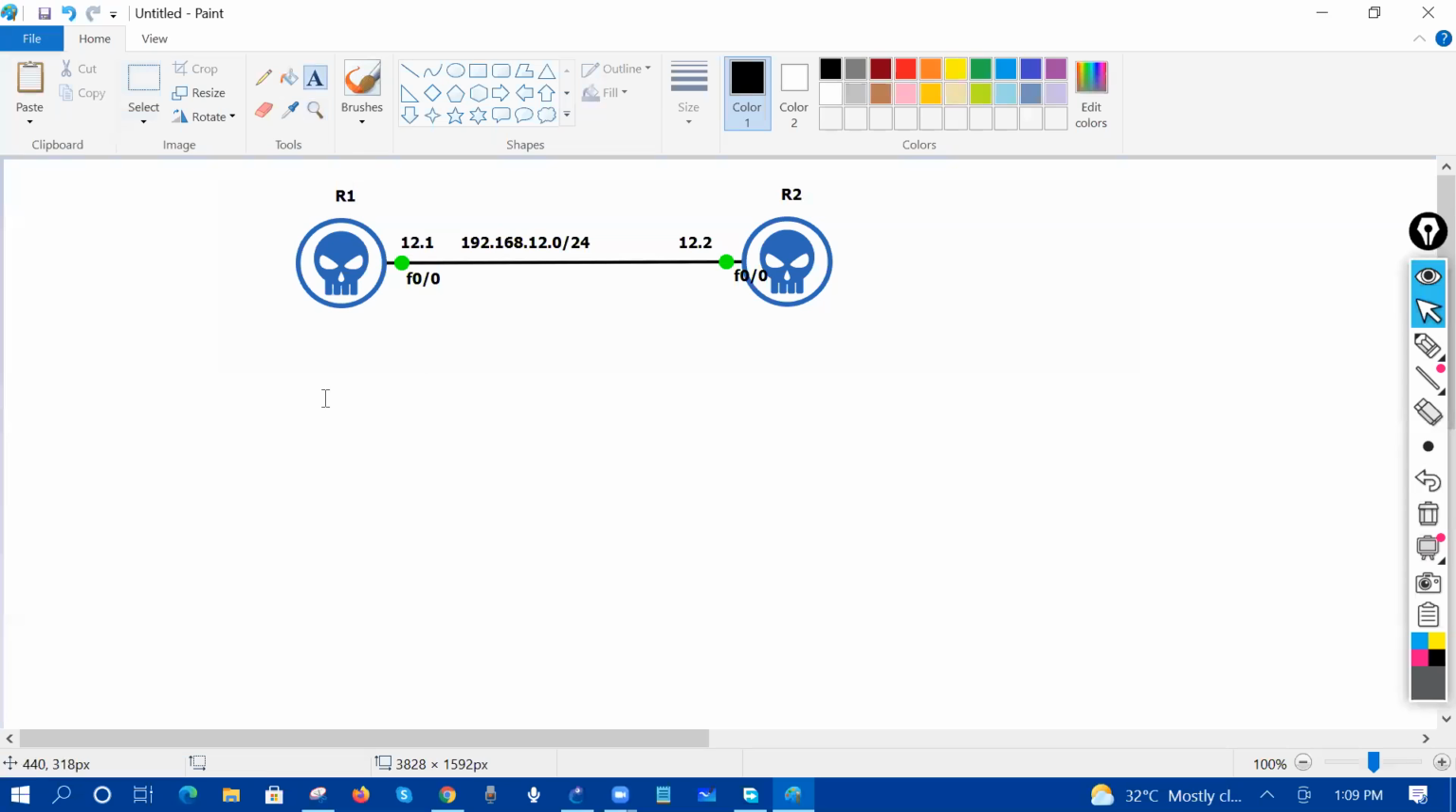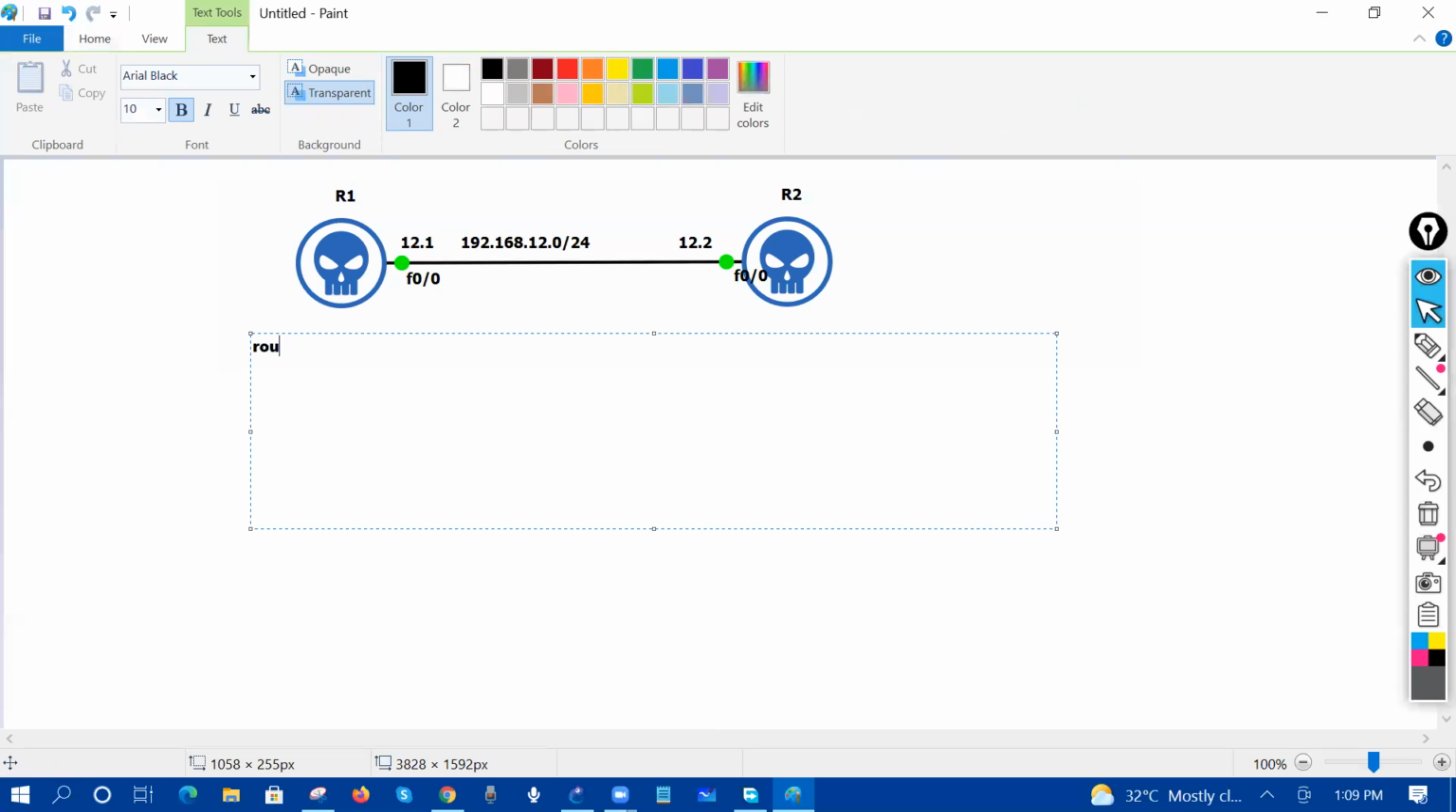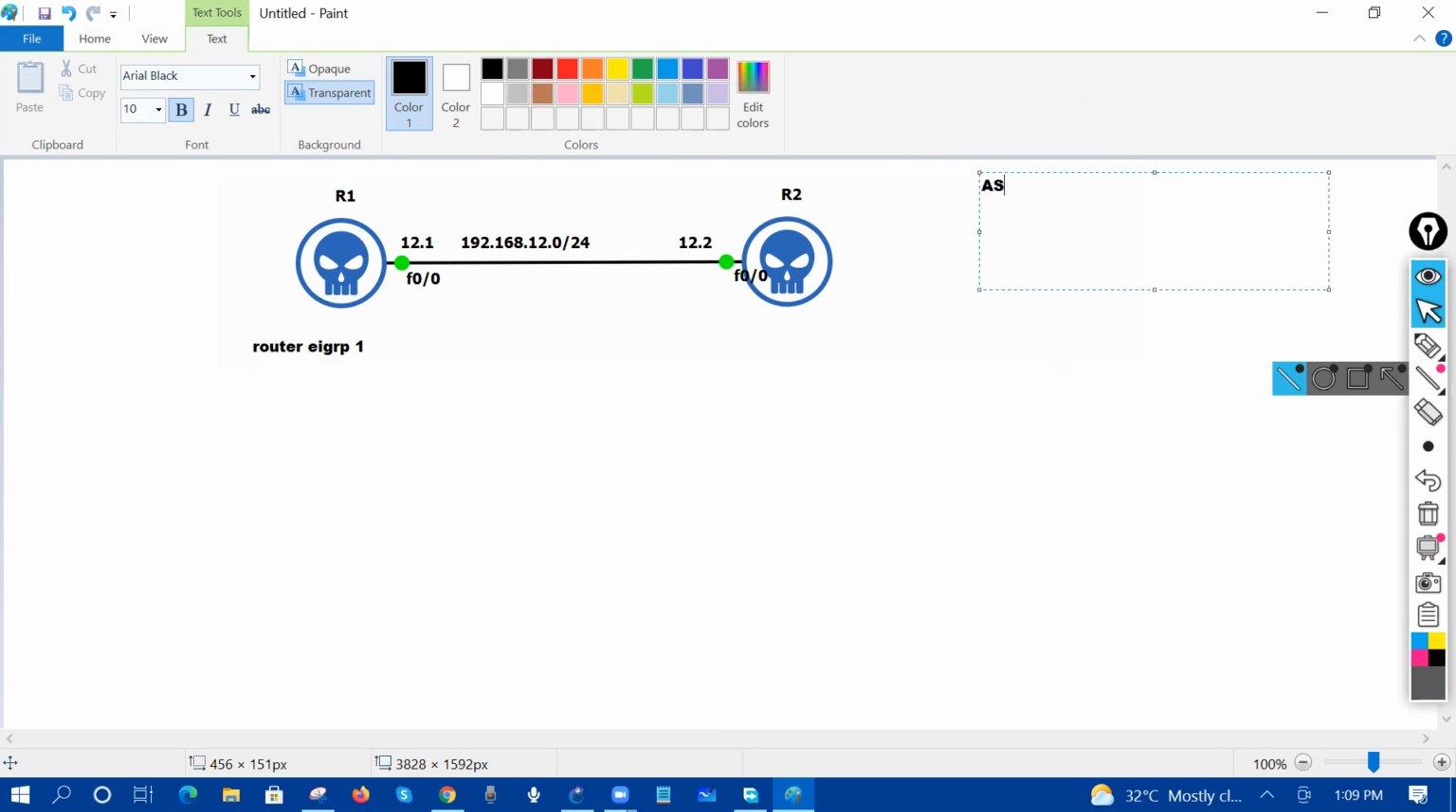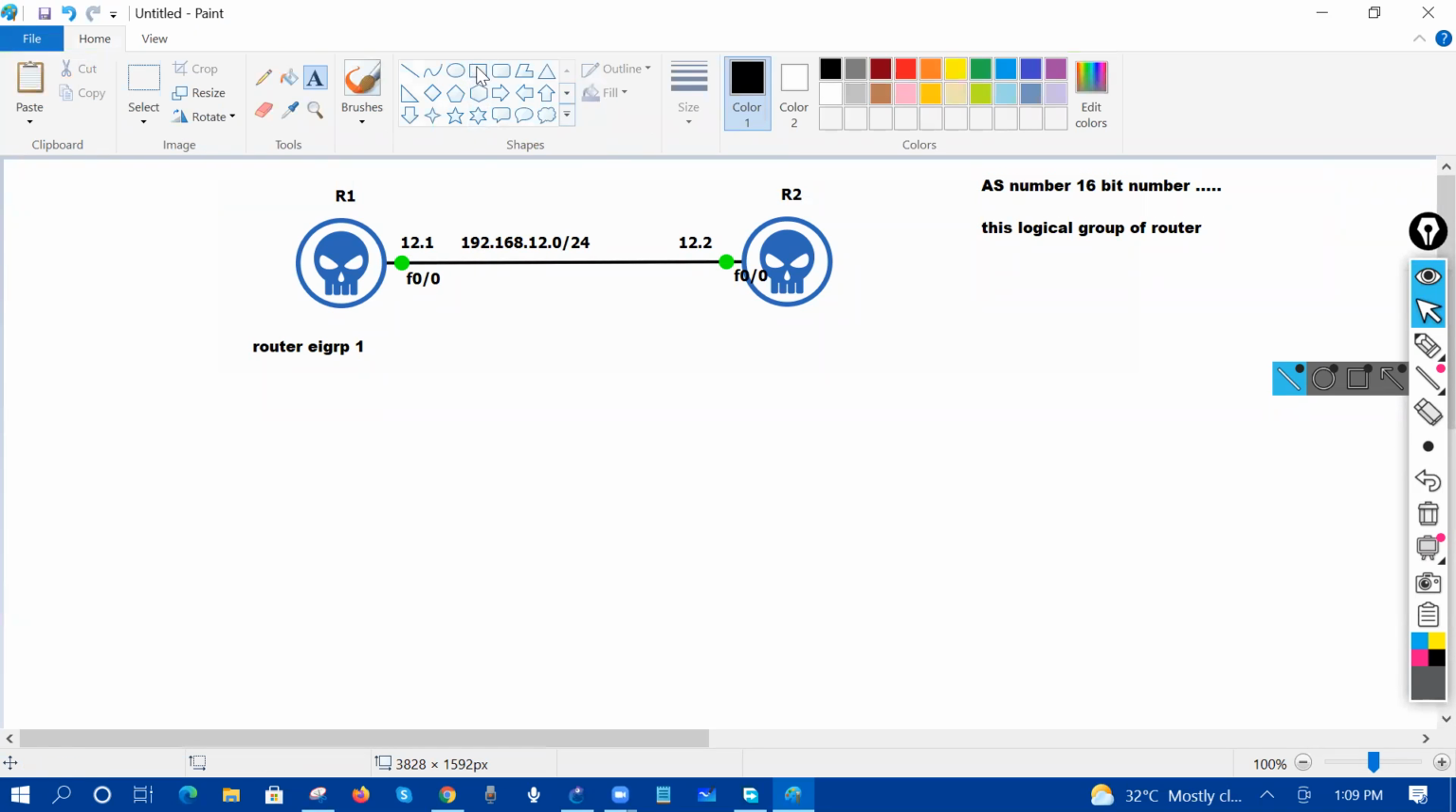So guys, yesterday we have seen till this point, these two commands we have done: router EIGRP number one. So I'll do a quick review. The AS number is a 16-bit number, and this is the logical group of routers. This is my logical domain, and we have multiple routers in it.